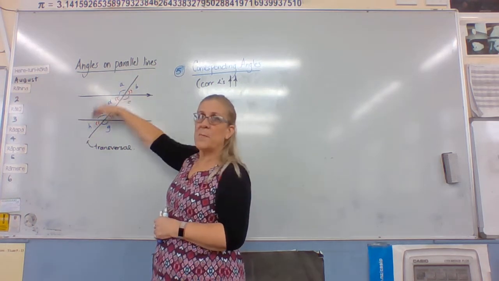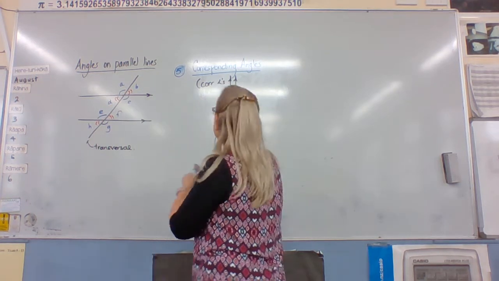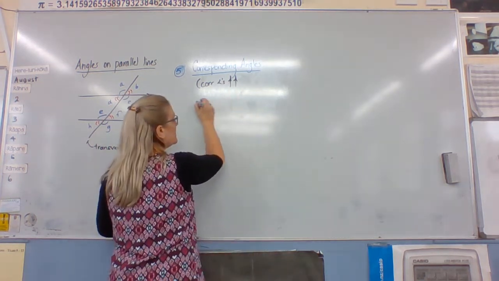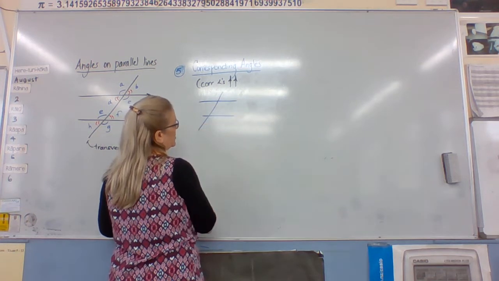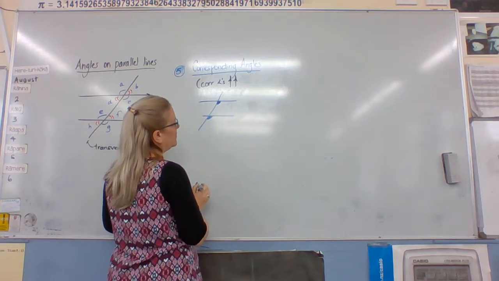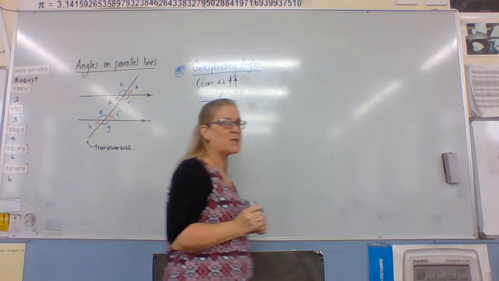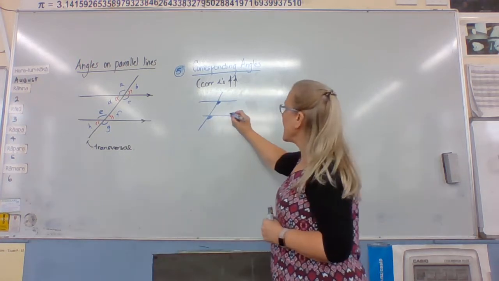What size are they? They're both the same size, so they're equal, all right? So corresponding angles have this picture, where any angle here has another one down the bottom. So this one and this one, this one and this one, this one and this one, they're all corresponding. Anything that's in the same place.